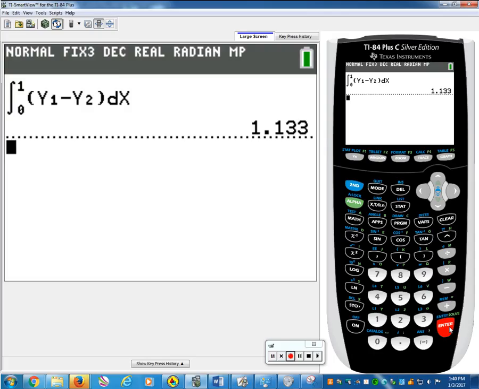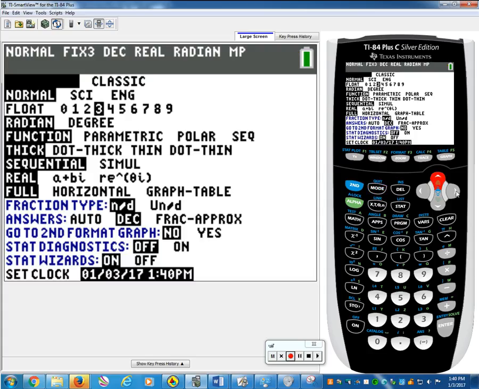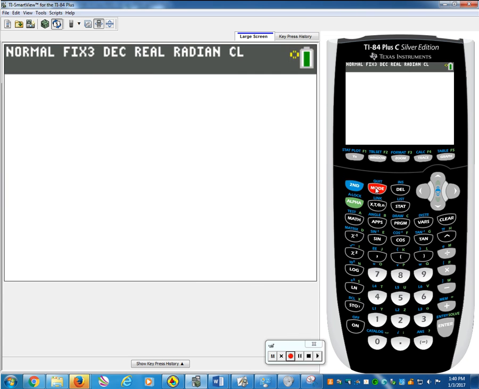Good. Yeah, on the 83, here's what you do instead. First of all, I have to change my mode so it looks like an 83. You don't do this, so ignore that step for a second. In an 83, you're going to hit math 9 still. You'll say function integrate. Are you with me?